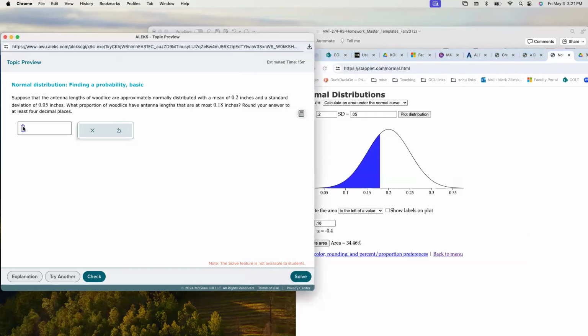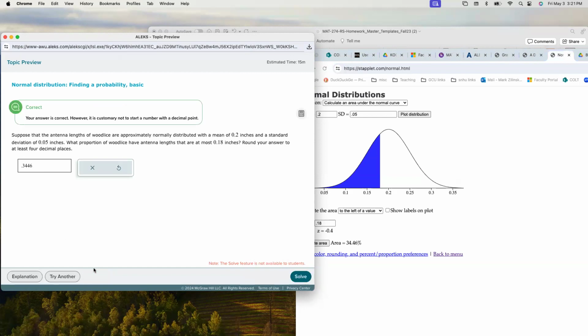But anyway, let me type that in, 0.344. Okay. So let's go ahead and check that. And sure enough, there we go. We got that correct. And probably the easiest way of doing that.